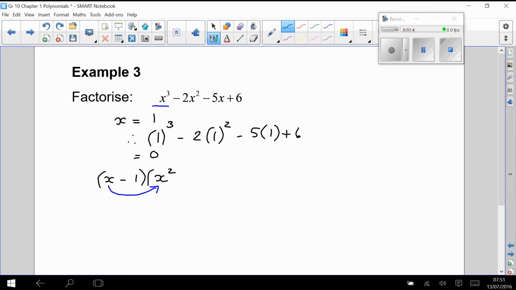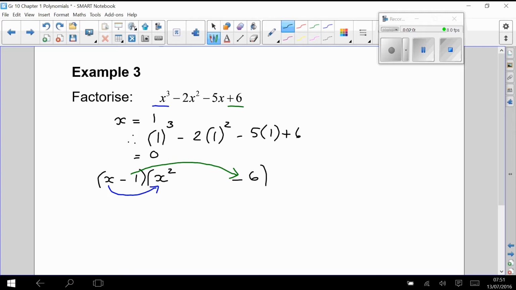Likewise, if I'm working with the last term of my linear factor, multiplied by the last term of my quadratic factor, that must give me the last term of my original expression. Now I had minus 1, and if I multiply minus 1 by minus 6, I'm going to get plus 6. Clearly the problem is with the middle term.